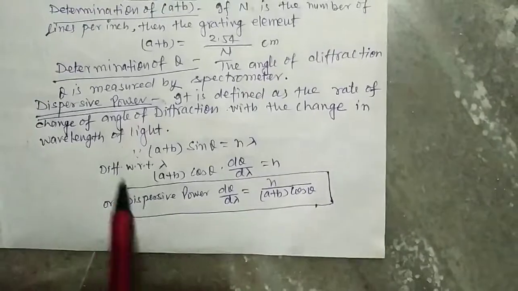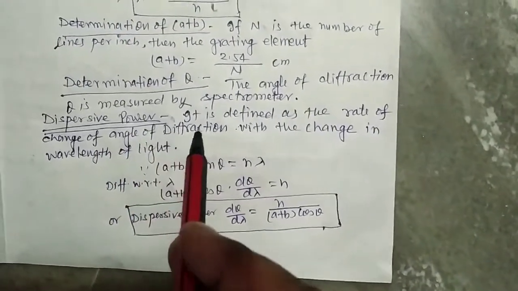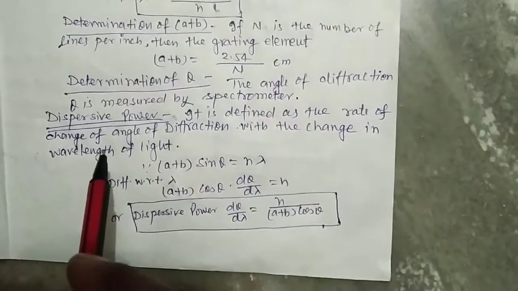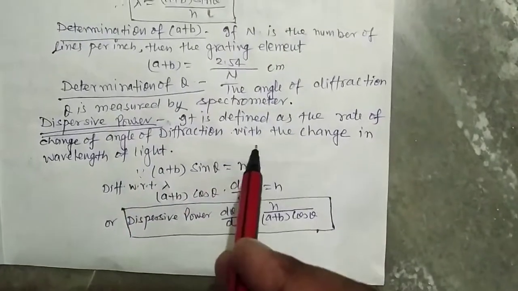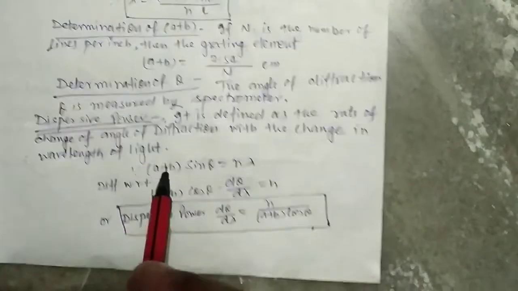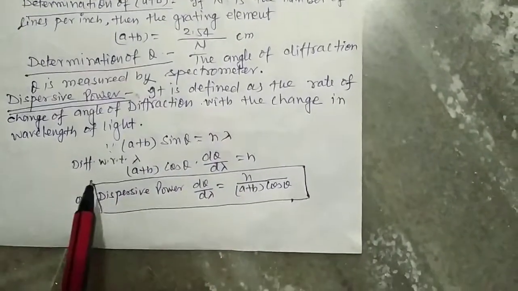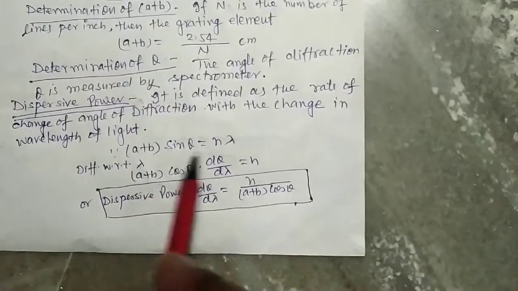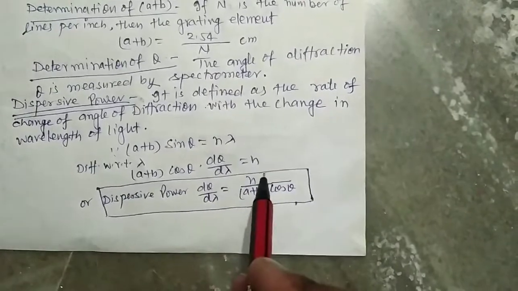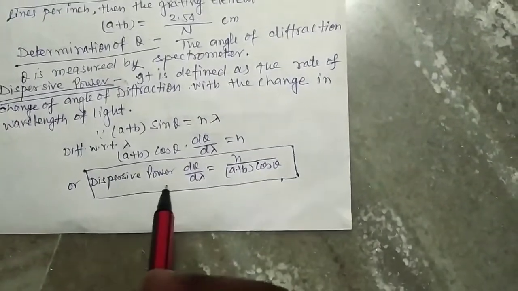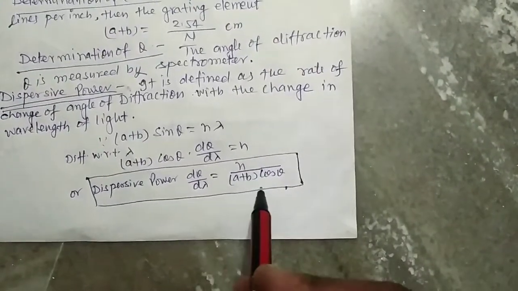Now we take the last topic, dispersive power. It is very important. It is defined as the rate of change of angle of diffraction with the change in wavelength of light. Since (a plus b) sine theta is equal to n lambda, differentiating this equation with respect to lambda, (a plus b) cos theta d theta upon d lambda is equal to n. Therefore, dispersive power d theta upon d lambda is equal to n upon (a plus b) cos theta.